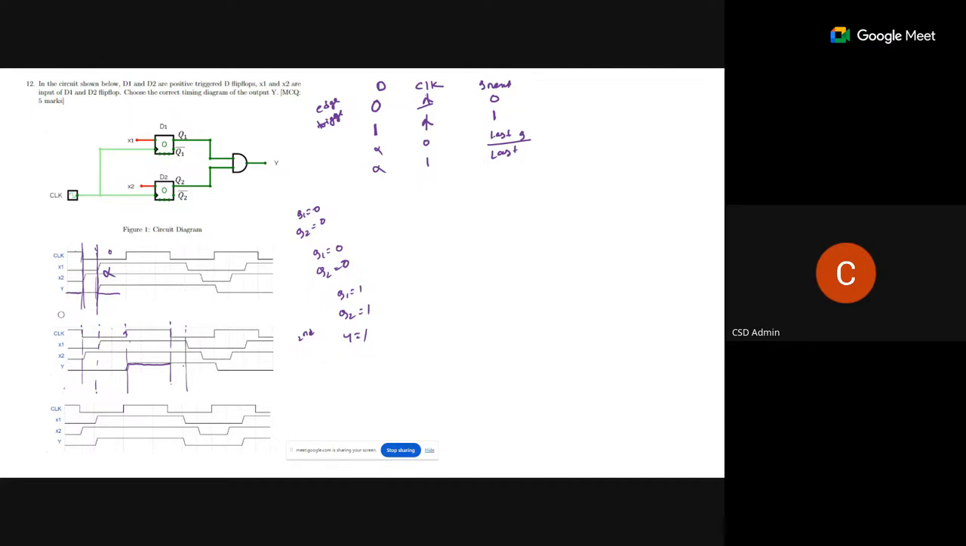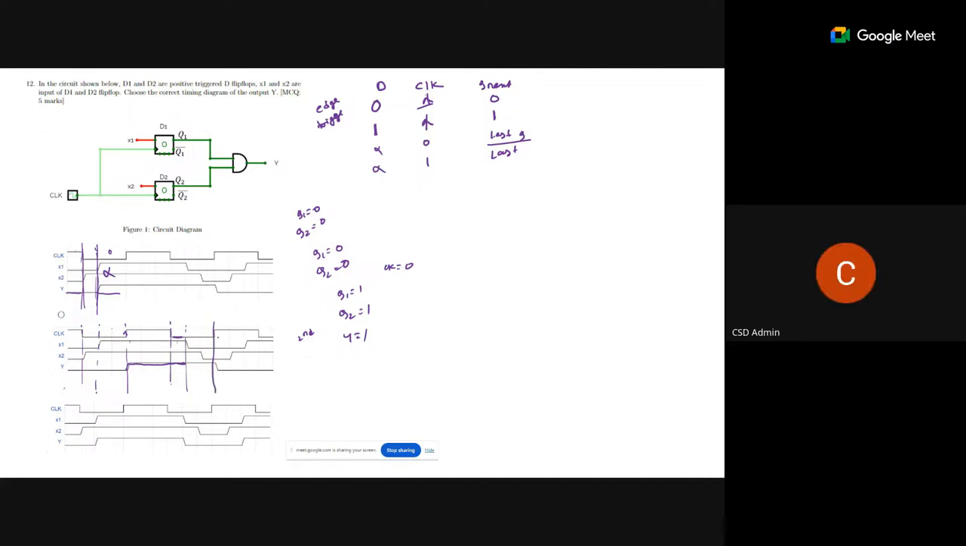The clock is 0. X1 is high and X2 is also high. Here X1, X2 and the clock were all 1, and that is why Y is equal to 1. Q1 and Q2 are not Q previous, they are actually 1, and that is why Y is 1. Now you can see that the clock is 0, so it holds Q previous. The last 1 will be copied as the value of Y till the clock is 0.